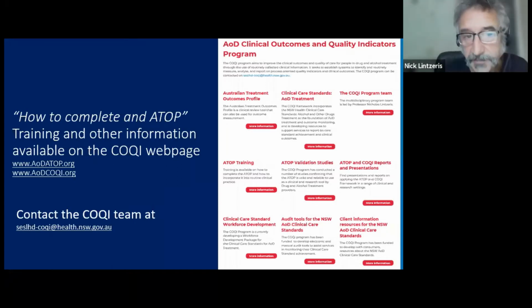including training packages for clinicians on how to administer the ATOP. And also there's quite a comprehensive training manual as well, a written version, which also goes into much greater detail about administering the ATOP. So I'd refer everyone to go and have a look at those web pages, and there's a lot of resources there, as you can see, and also a lot of information around the clinical care standards and so forth. Or you can contact the COQI team that Chrissy Mammon heads up, and that's the website there.